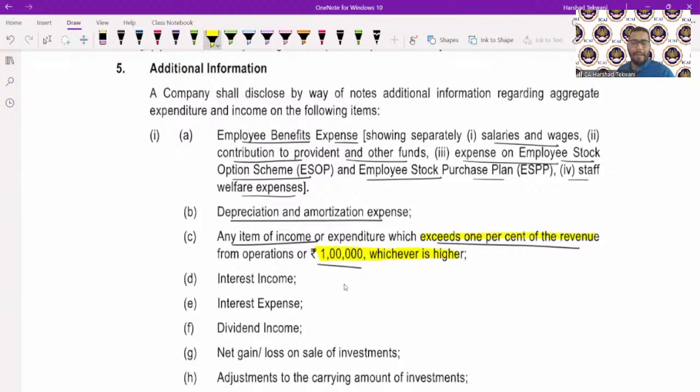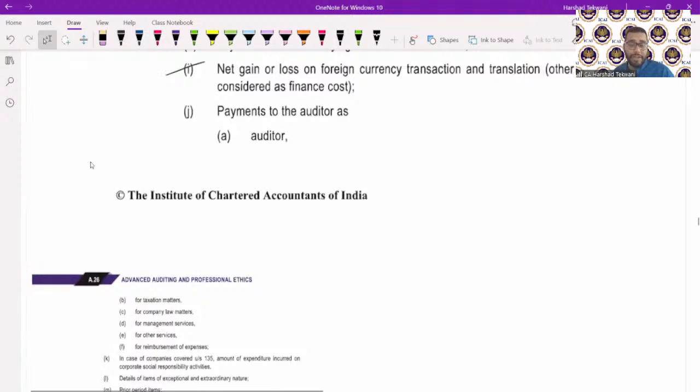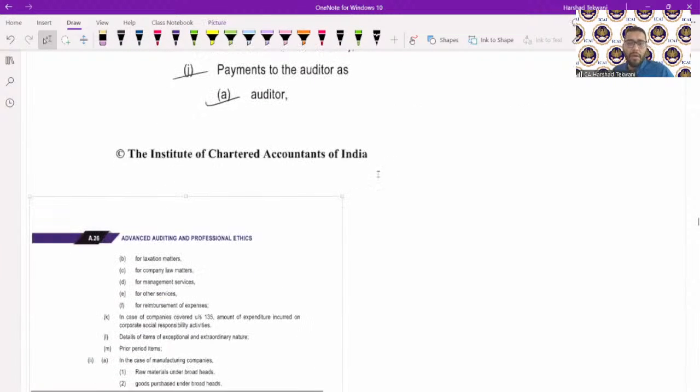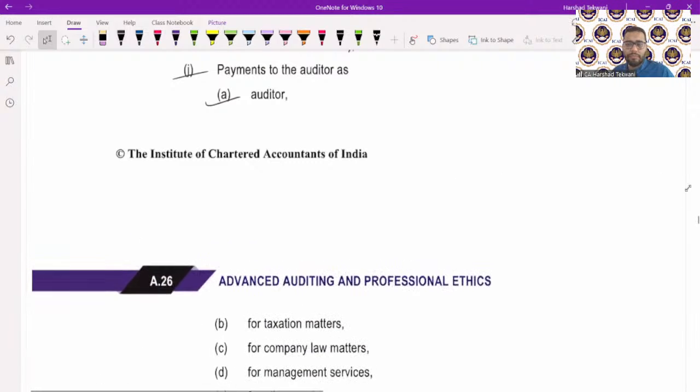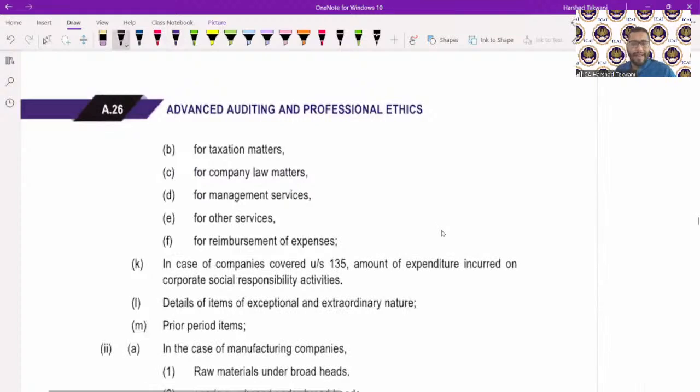You need to show separately interest income, expense, dividend income, net gain and loss. These are required to be disclosed separately. Adjustment to the carrying amount of investments, net gain and loss on foreign currency translations, then payment to auditors. So payment to auditor as an auditor, for taxation matters, for company law matters, for management service, for other service, or for reimbursement of expense.